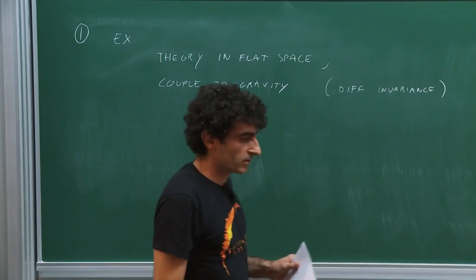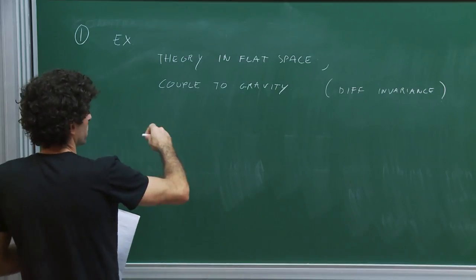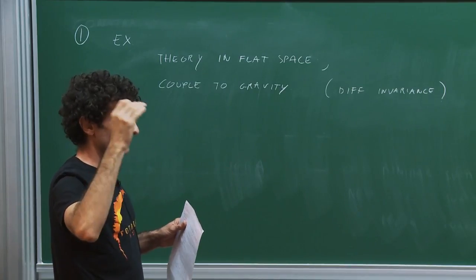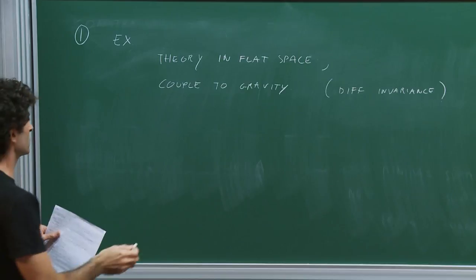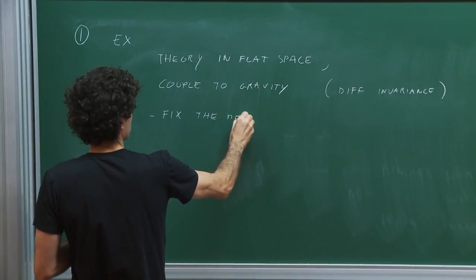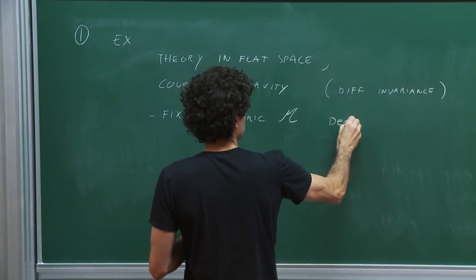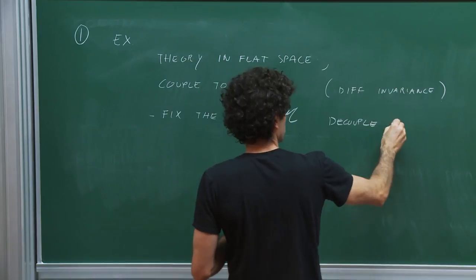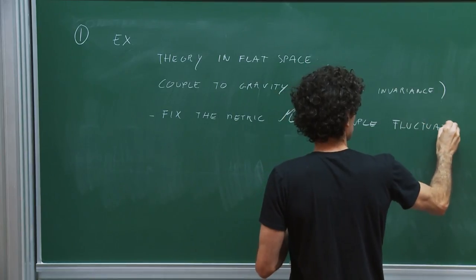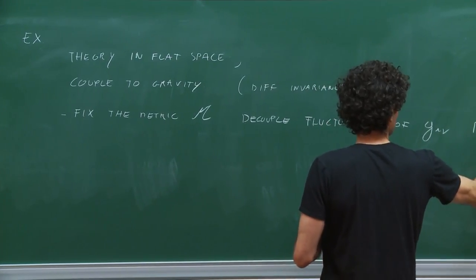Okay, so now the metric can be whatever you wish. In particular, you can imagine your theory being on some manifold of your choosing with some particular metric, and you can decouple gravity by sending the Planck mass to infinity. So now we can fix the metric on some manifold M, and decouple the fluctuations of the metric by sending the Planck mass to infinity.